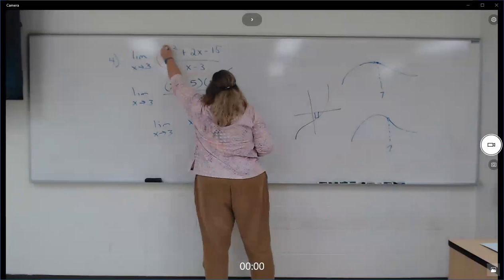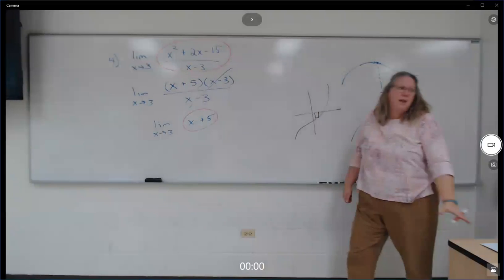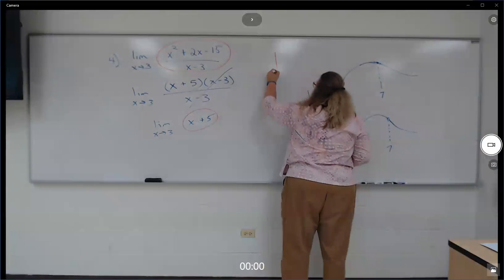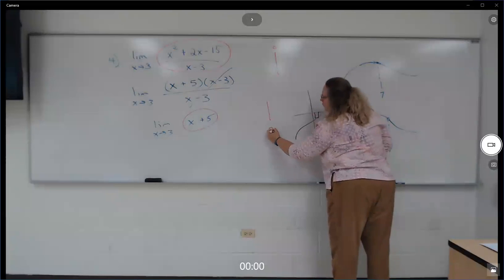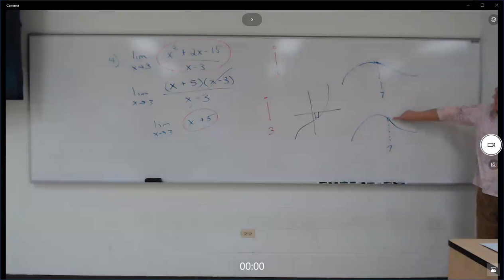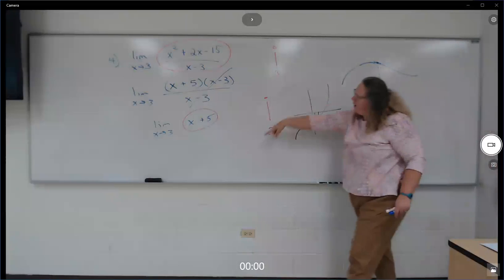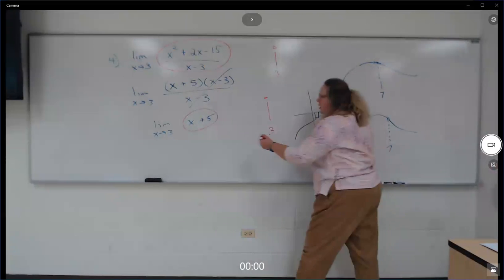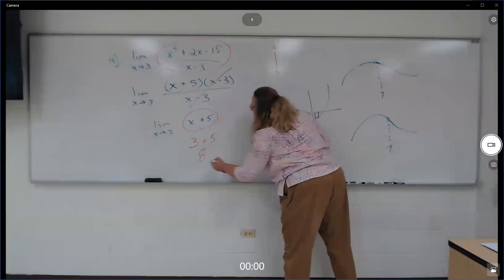This graph and this graph are the exact same, except here, when x was 3, there was a hole. And now here, when x is 3, we just filled it in. So we just went from this graph to this graph. So now I can figure out the y value here by simply plugging the 3 in. So now it's 3 plus 5, so it is 8.